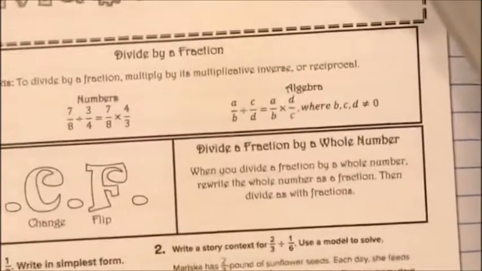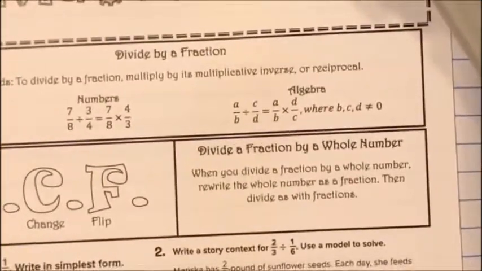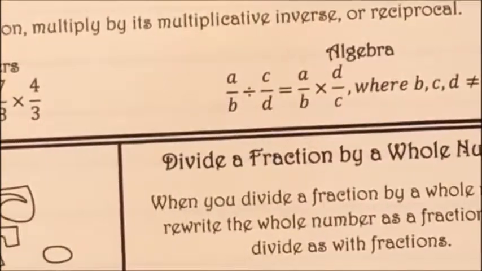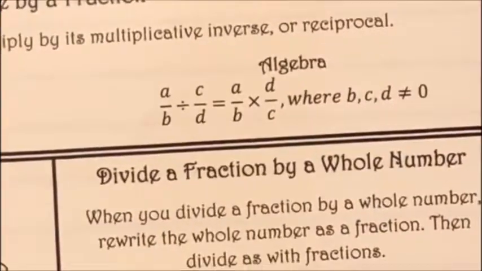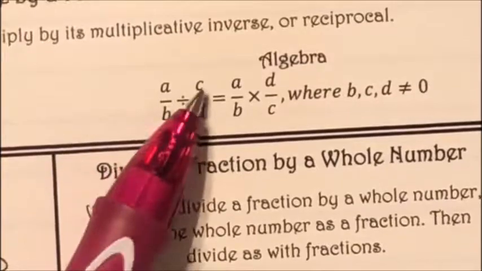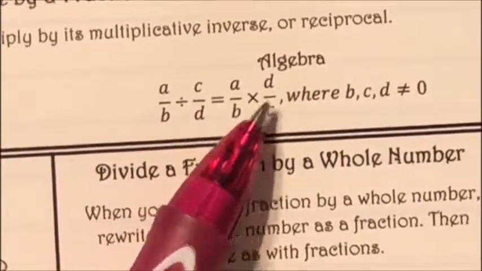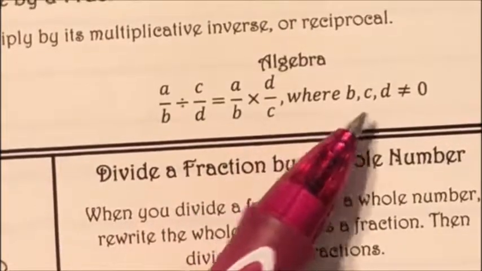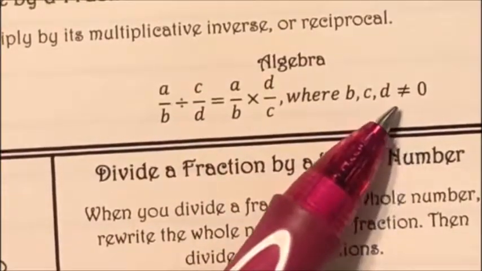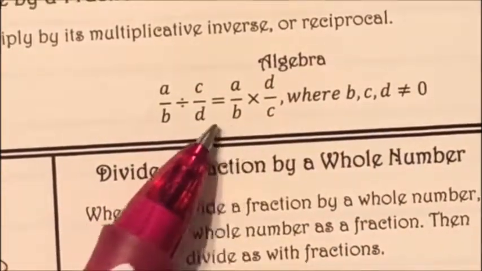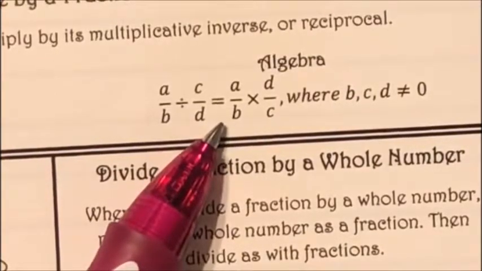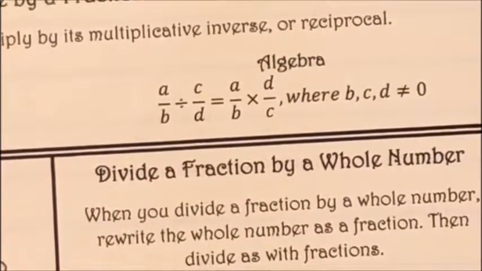In algebra, we have this same concept. Basically, instead of using numbers, we just have letters. So I have A over B divided by C over D. This equals A over B times D over C, where B, C, and D cannot be 0. The reason we say that is because, remember, I cannot divide by 0.